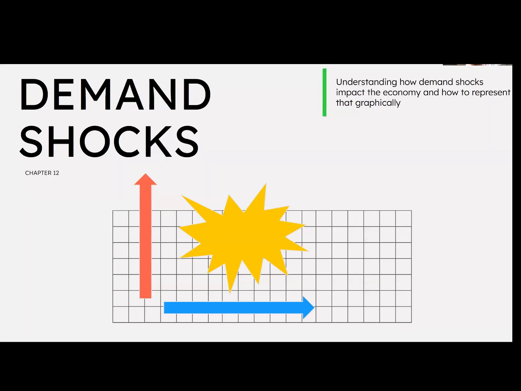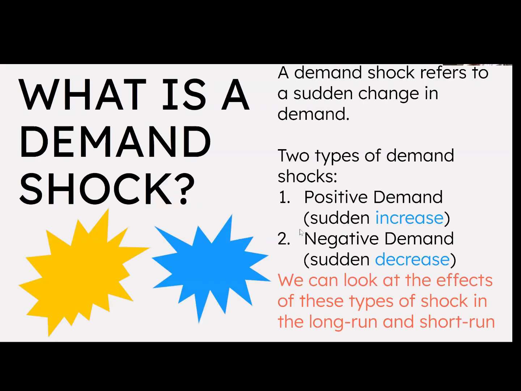Okay, so in this video, I'll be explaining what demand shocks are, how different types of demand shocks impact the economy, and how to represent that graphically. Okay, so first of all, what is a demand shock? A demand shock refers to a sudden change in demand. There's two types of demand shocks. There's positive demand, which is a sudden increase in demand, and there's negative demand, which is a sudden decrease in demand. And then we can look at the effects of these types of shock in the long run and the short run.